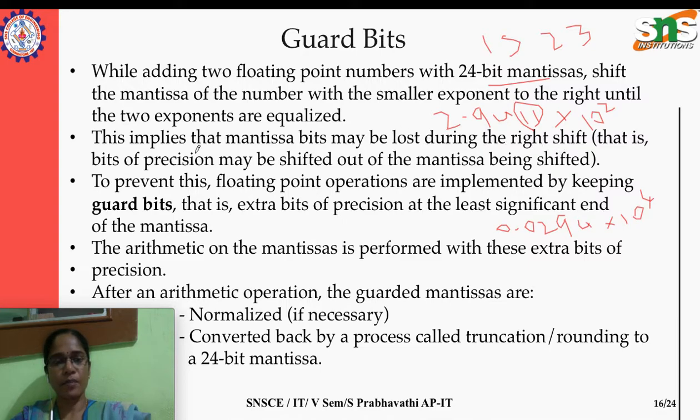So bits of precision may be shifted out of the mantissa. So I have lost it. If I lost it, I won't get the exact calculation. My final outcome will have a little deviation. So a fraction of deviations might exist, is it not? To prevent that error, because due to these error calculations a lot of things have failed, I'll take you to the next slide.